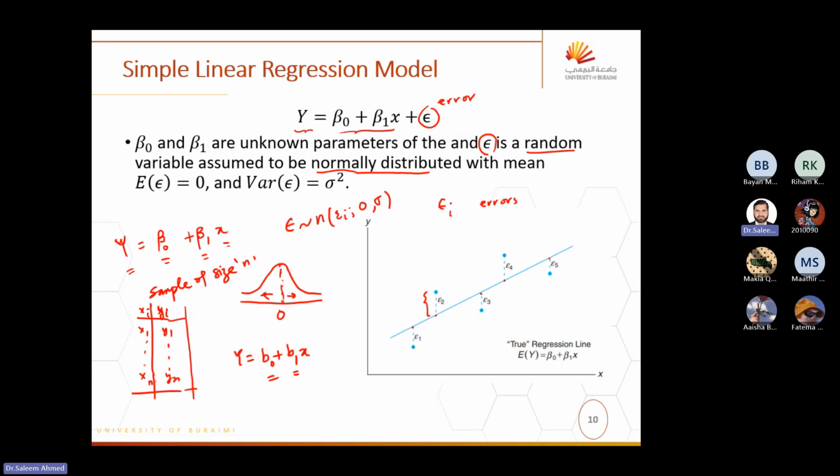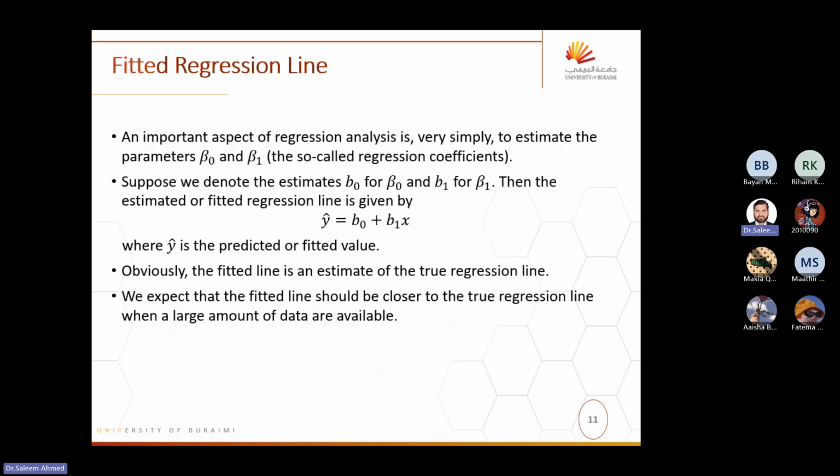We cannot find beta naught, beta 1 because they are from the population. Population has infinitely many values. So what we do, we find this line. We find b naught and b1, which are called the estimates for beta naught and beta 1. And this is called the estimated line or fitted regression line. So when you calculate this, y hat is the estimated value, y is the actual value. So there will be some difference between them, epsilon.